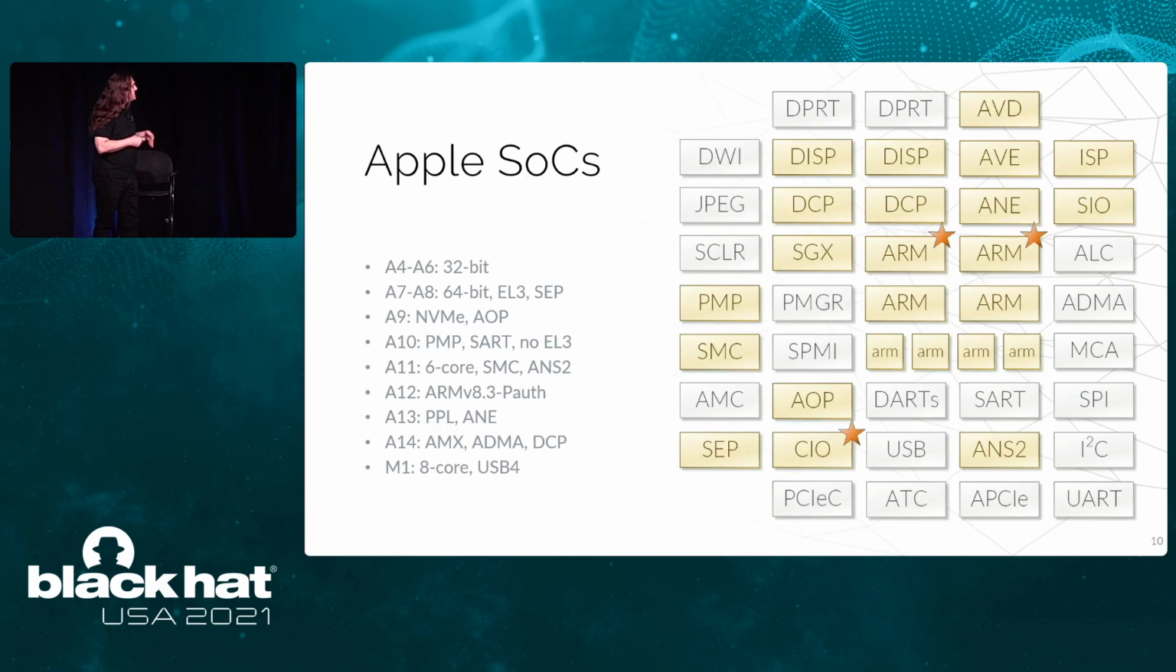The M1 is kind of a sibling of the A14, and the major differences between them, as far as our reverse engineering effort goes, is that they have more processors. They have 2 more fast cores than any of their previous chips. And they have the converged I/O block. Converged I/O means Thunderbolt and USB 4, which I'll briefly cover because I think it's of significant interest to those of you that want to look for vulnerabilities.